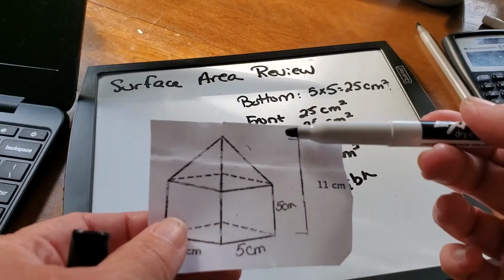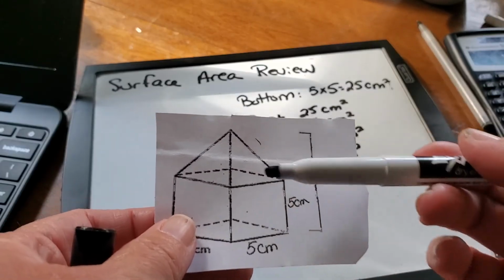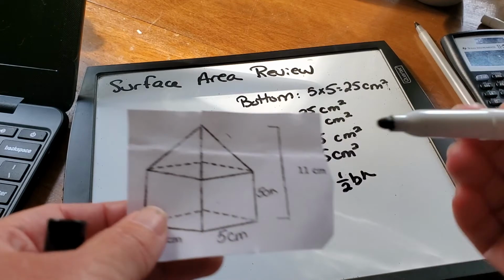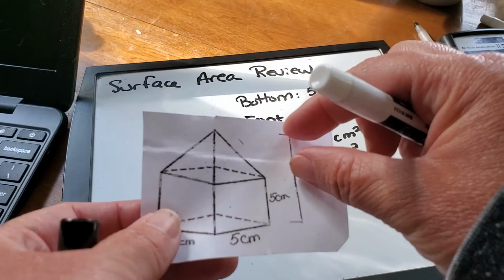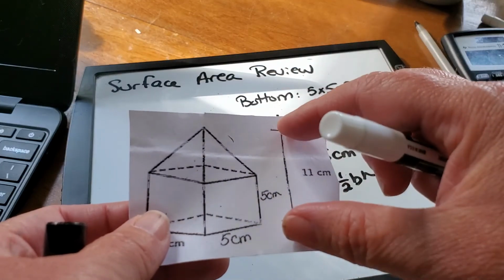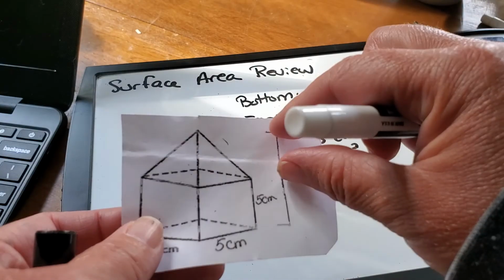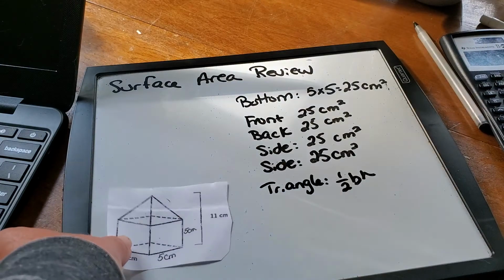The height's not 11. The height 11's the height of the whole figure, but we only care about the height of the triangle. Well, if from here to here is 5, then the rest of it has to be 6 because the whole thing is 11. So just do 11 minus 5. That triangle has a height of 6 centimeters.